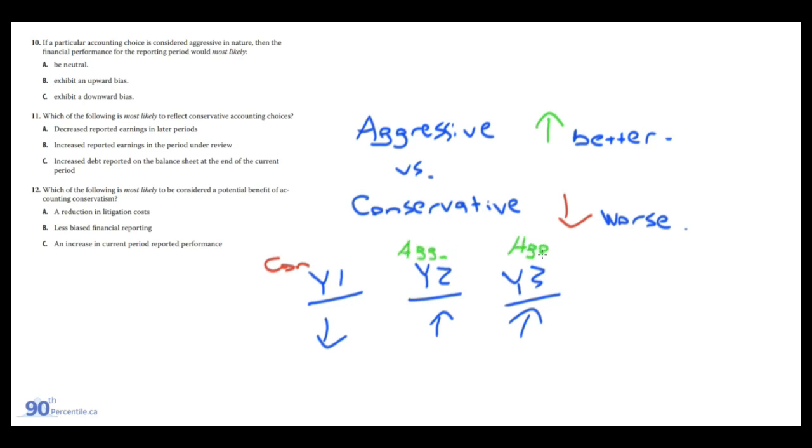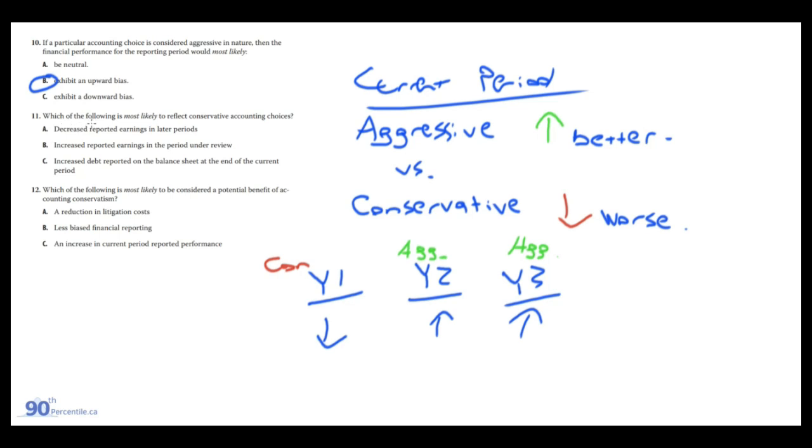So it can be a combination, but when these questions are asking about aggressive versus conservative, just note that they're worried about the current period. It's really important, or else you're gonna get mixed up. So coming to the questions, if a particular accounting choice is considered aggressive in nature, then the financial performance for the reporting period would most likely, well, we just went over this, exhibit an upward bias, so look better.